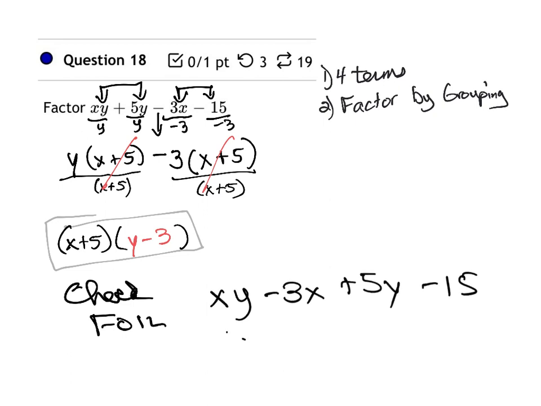The only difference is they may be in a different order. It's still a positive 5y and a negative 3x. It's just when I checked it, the negative 3x came first. That does not matter. So this one does check. So this is our answer right there.